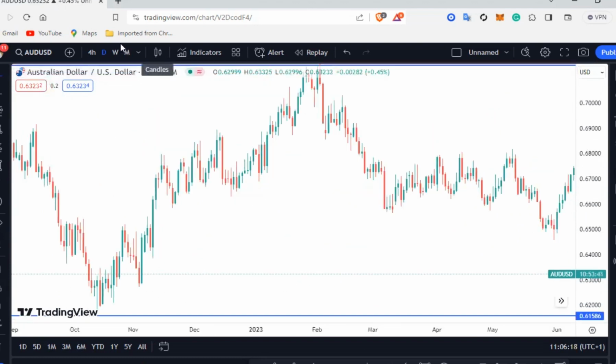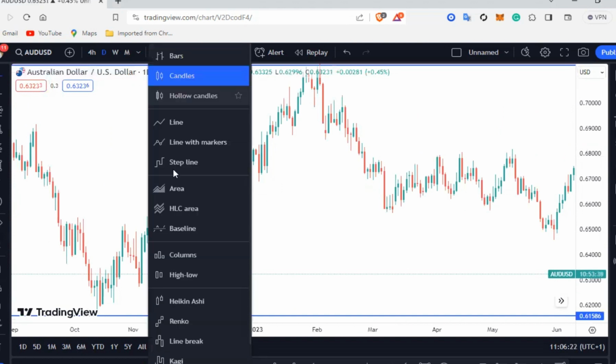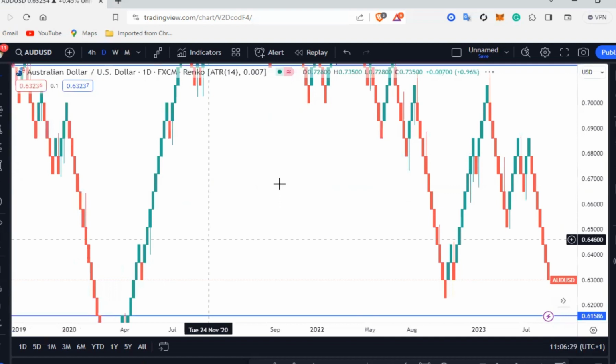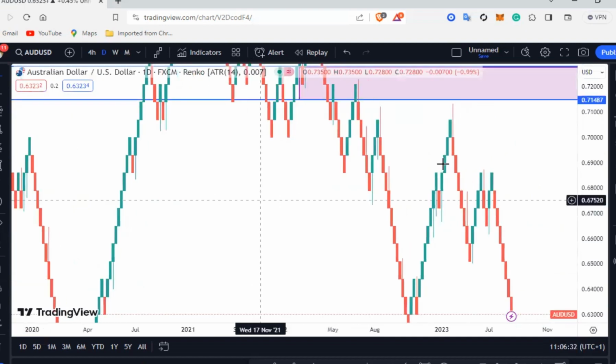So I'm going to come here at the top, click on candles, then look for the Renko chart. This is Renko. I'll wait for it to load. Okay, so this is the same chart.